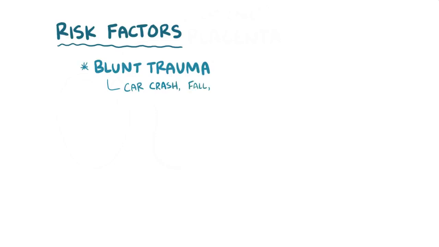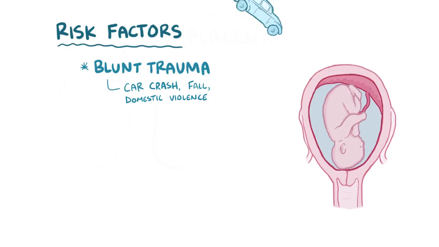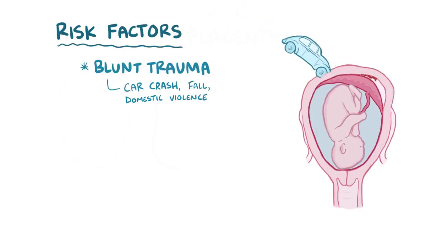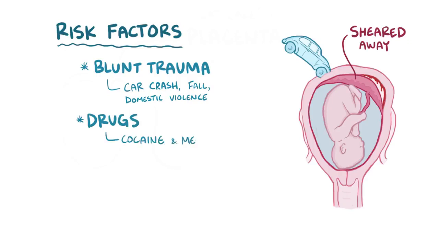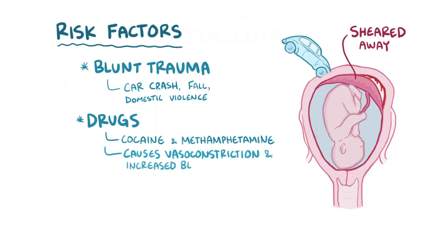Risk factors for placental abruption include acute events like blunt trauma from a car crash, fall, or domestic violence. This can happen because the placenta is less elastic than the uterus, and the strong forces from traumatic events like these can cause the placenta to shear away from the uterine wall. Also, use of certain drugs are risk factors, like cocaine and methamphetamine, because these cause significant vasoconstriction of the placental blood vessels, as well as an abrupt increase in blood pressure, increasing the risk of an abruption.